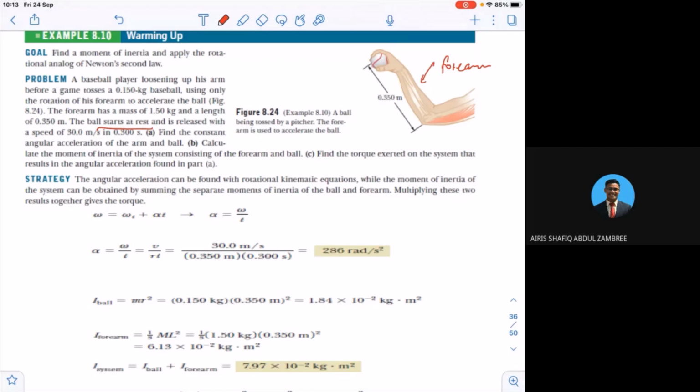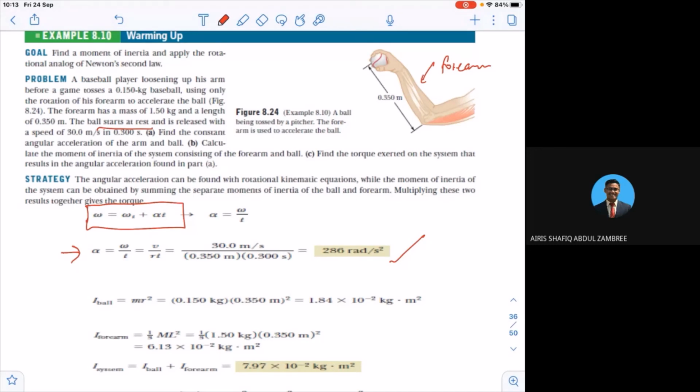Okay, that means you can measure some acceleration there, because the initial velocity is 0 and the final velocity is 30 meters per second in 0.3 seconds. Find the constant angular acceleration of the arm. Basically, we need to calculate alpha. In order to calculate alpha, we may use the angular equation: omega equals omega naught plus alpha t. Using that value, you may get 286 radians per second squared. Okay, so that is number one.